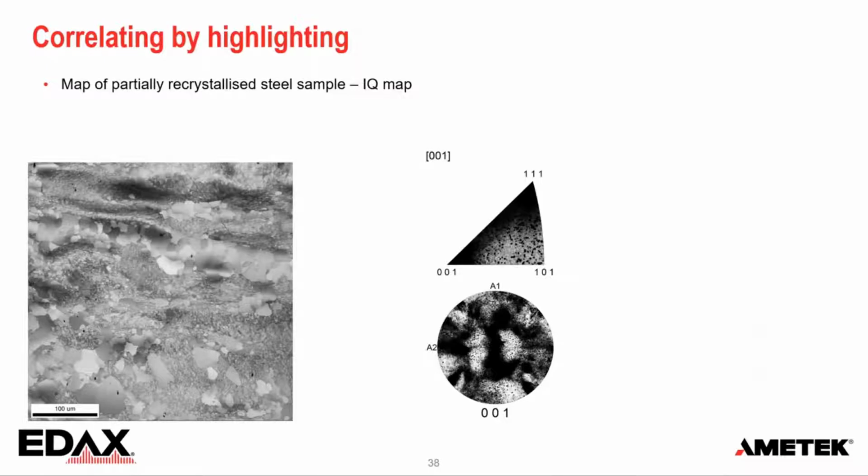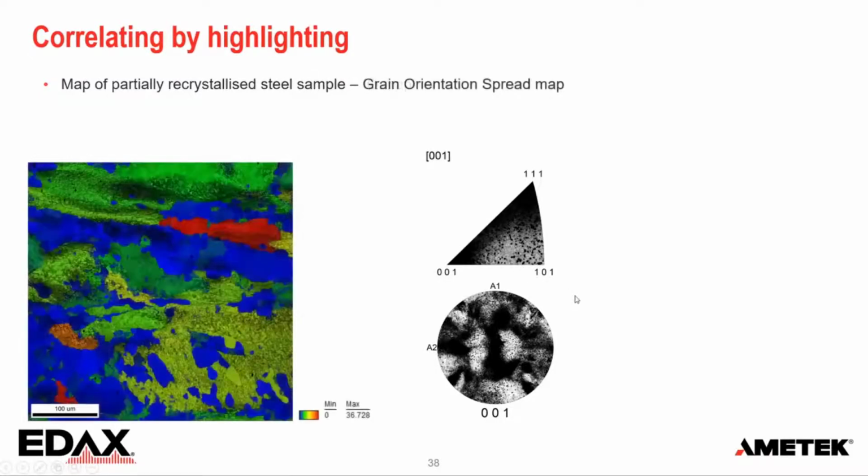Here I have my partially recrystallized steel again, and here I have my pole figures, inverse pole figure, and you can see these little black clusters. These are for the recrystallized grains, but when you have these darker areas here, there are so many pixels from the deformed grains, you cannot see what is happening in there from these black clusters. So what you can do is you can color code the map, in this case orientation spread, which allows us to see the recrystallized and the deformed grains, and then you can apply that color coding to the pole figures.